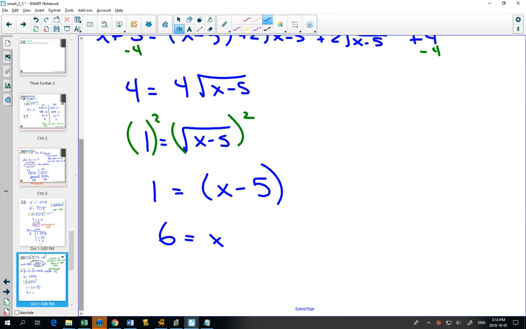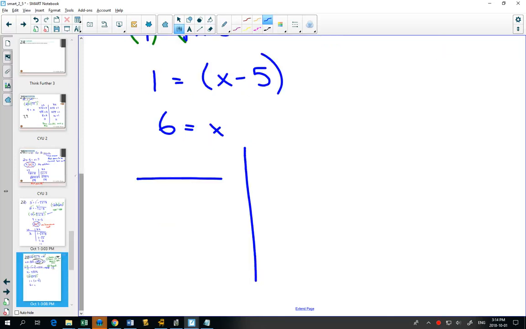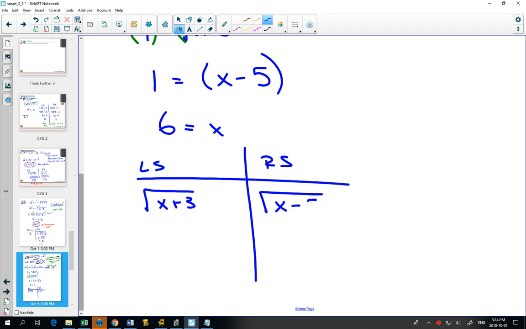Now we've done all that work, but since we have been squaring both sides, we have to check to make sure this wasn't an extraneous root. There's a possibility we did all that work only to find out there was no answer possible. So what does this look like to check? Well, we set it up, put our left side here, our right side here. Our original equation on the left side, we had the square root of x plus 3. And on the right side, we had the square root of x minus 5, plus 2.